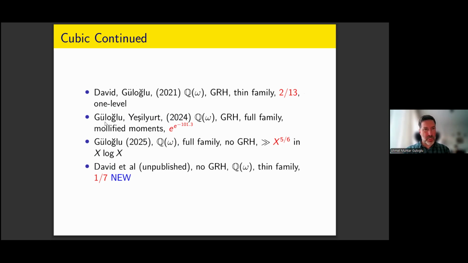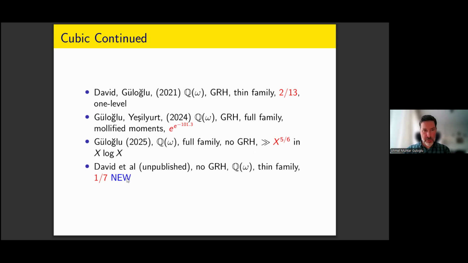After that, Hamza and I looked at the full family, which is much harder than the thin family, and we assumed GRH and we used modified moments, and we get a positive proportion. But as you can see, the proportion is almost zero because of the difficulty of the method that is used. This is what you can get generally. Okay, finally, I looked at the full family without GRH, and I was able to show there are infinitely many non-vanishings in this family.